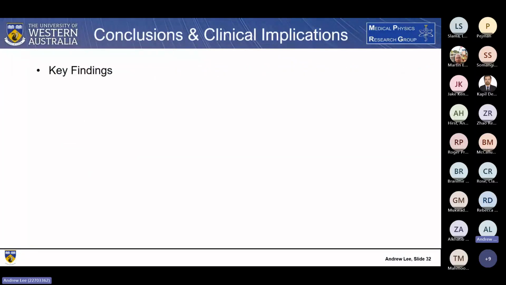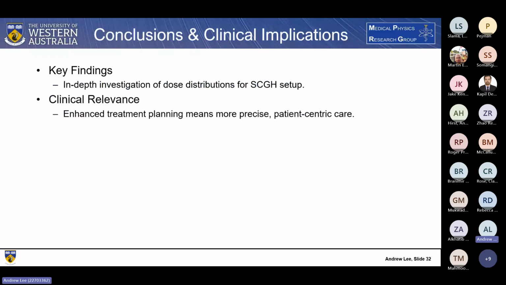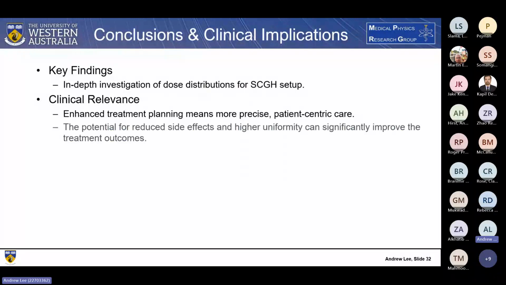In any case, this brings us to our conclusions and clinical implications. The main key findings are specifically the dose distributions for the Sir Charles Gairdner hospital setup and leading to placement of in vivo dosimetry in accurate areas. So this enhanced treatment planning can lead to more precise planning and reduced side effects based on our shielding decisions. And this can improve our treatment outcomes with, of course, minimal toxicity.